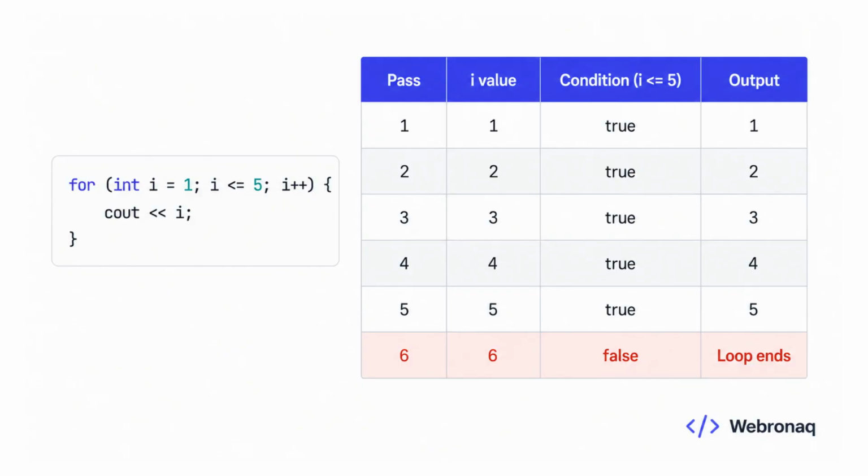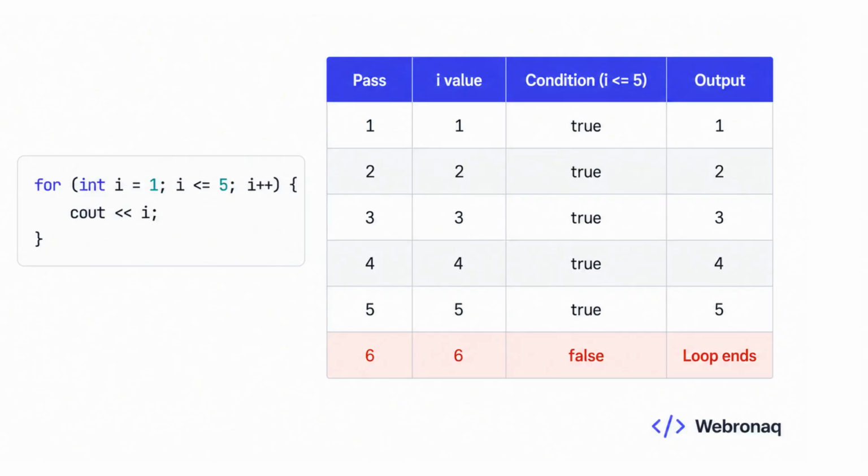Now the condition checks. Is 6 less than or equal to 5? No. False. The loop stops. The output is exactly 1, 2, 3, 4, 5. Notice the loop ran 5 times, which is exactly what we expected. Tracing through a loop like this, step by step, is one of the best habits you can build as a programmer. Now let's apply this to real data.